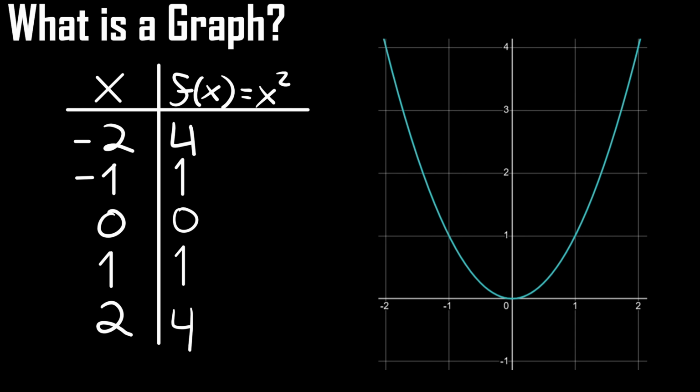A graph is a visual representation of all the input and output pairs, x and y, that make up a function. Think of it like a map. For every x value you plug in, the graph shows you the height or output of the function. As we can see, if we plug in -2, we get 4 up here. If we plug in -1, we get 1. If we plug in 0, we'll get 0. If we plug in 1, we'll get 1, and 2, we'll get 4.